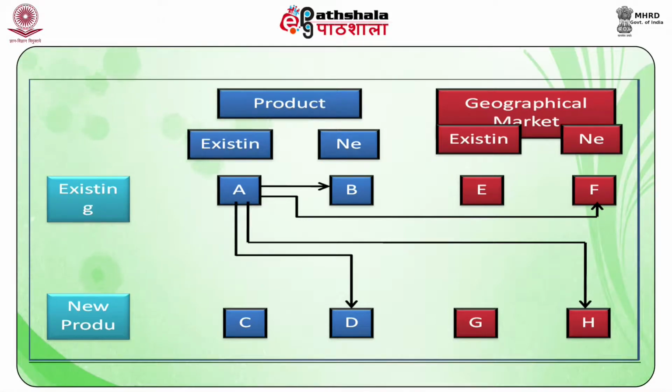Firms can overcome this problem by opting for diversification. The direction of the diversification can be more than one. As shown in figure 1, there can be 4 possible directions of diversification. Firms can move from box A to box D, H, B, and F. Direction of diversification from box A to box D and H implies movement from supplying existing product in the existing market, that is box A, to supplying new product in new market, that is box D, and new product in new geographical market, that is box H.